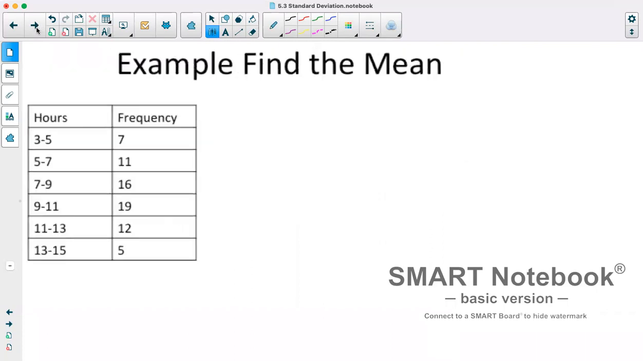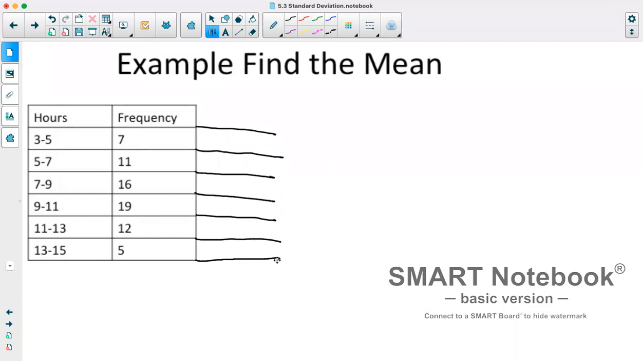So we have this. We want to find our mean. So I'm actually just going to extend this table a bit. Now, like we said, we're using the midpoint of our interval. So 3 to 5's midpoint would be 4, 5 to 7 would be 6, 7 to 9 would be 8, 9 to 11 is 10, 11 to 13 is 12, 13 to 15 is 14.